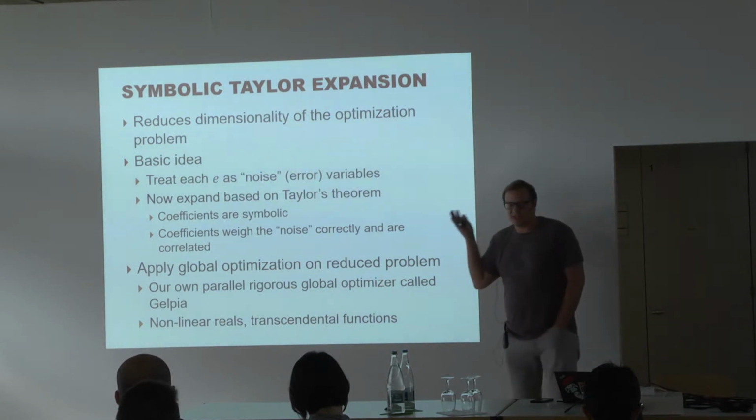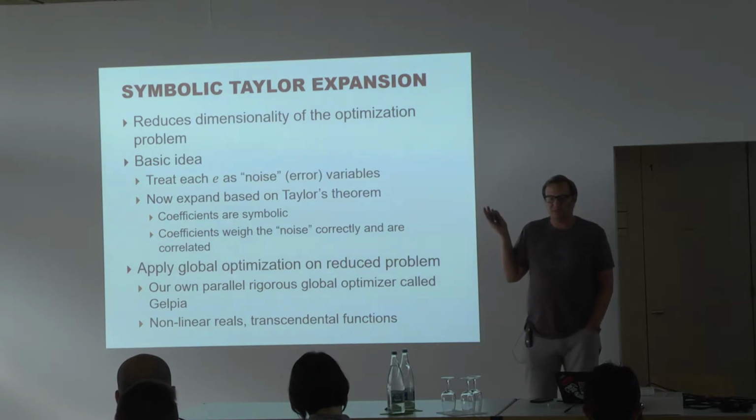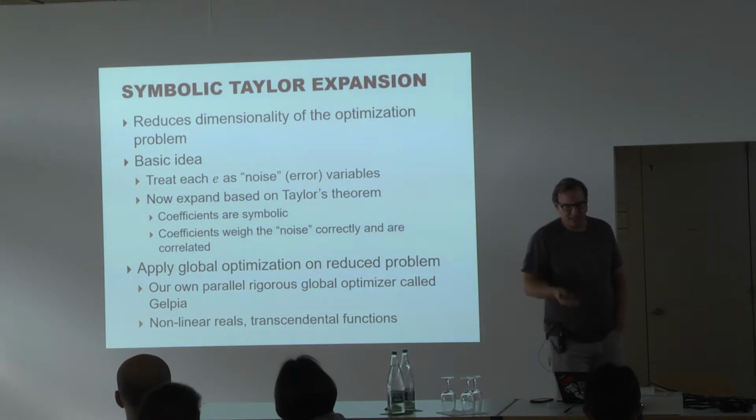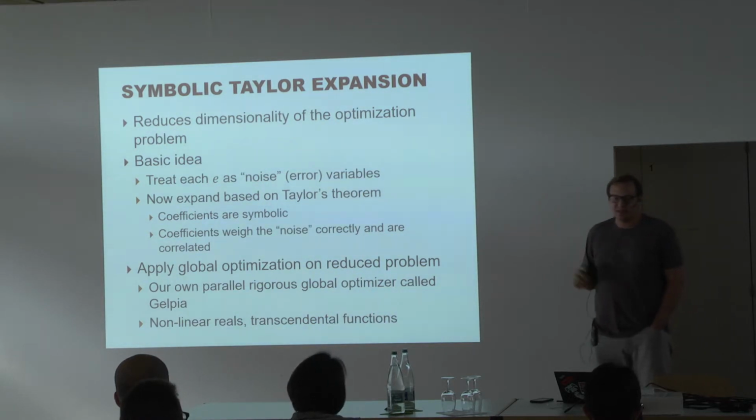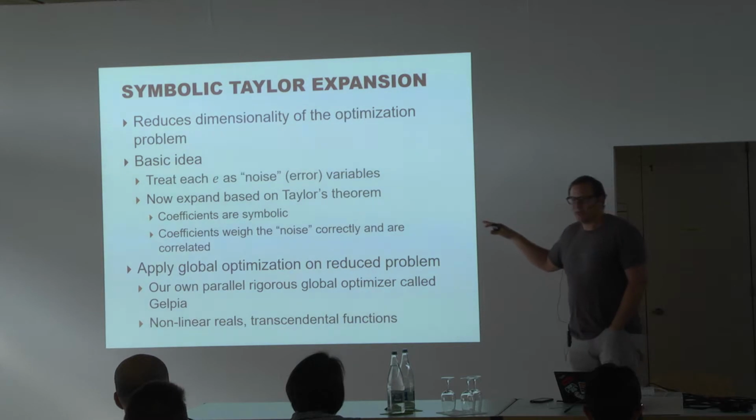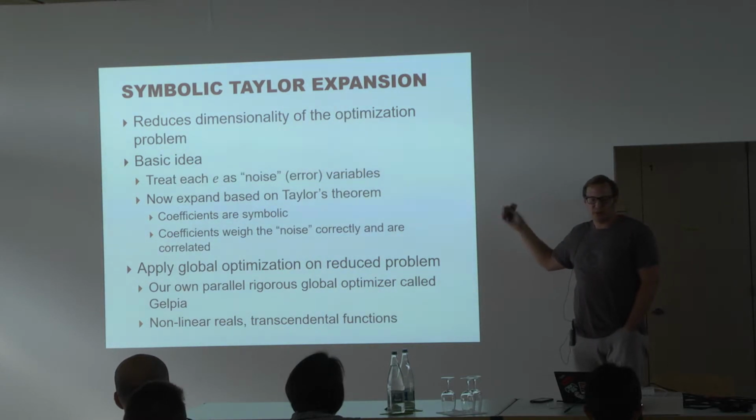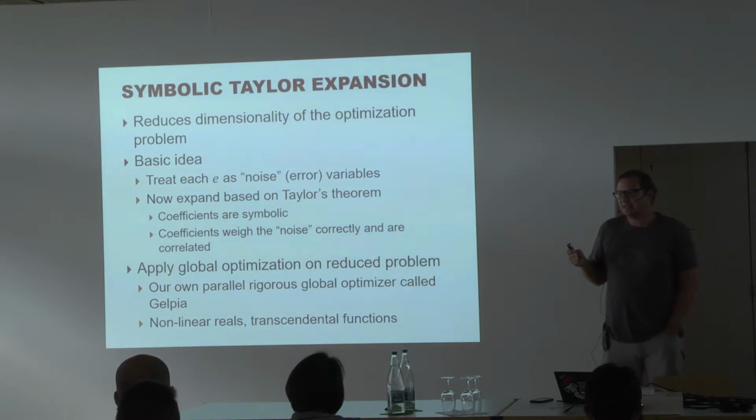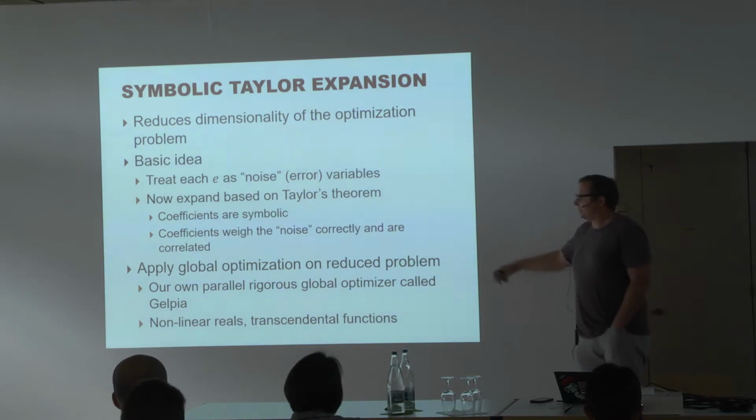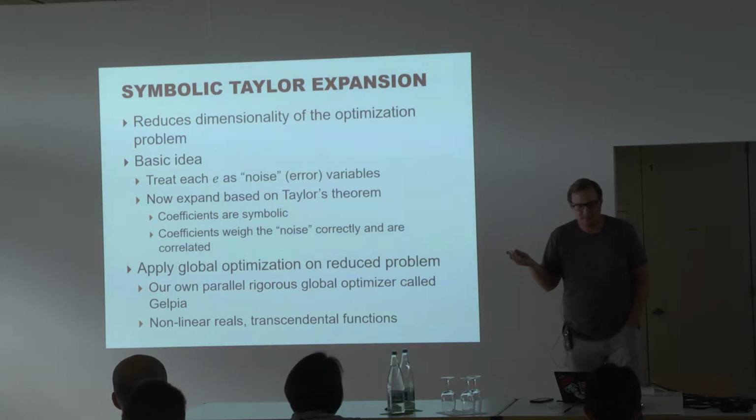So we use it to reduce the dimensionality of the optimization problem. The basic idea is that we treat each of these little E's as noise variables, and then we expand based on the Taylor theorem. We keep our coefficients, x and y and so on, symbolic. These coefficients are going to weigh the noise, and they're going to be correlated. And once we do that, we can again apply global optimization, but now the problem is reduced.